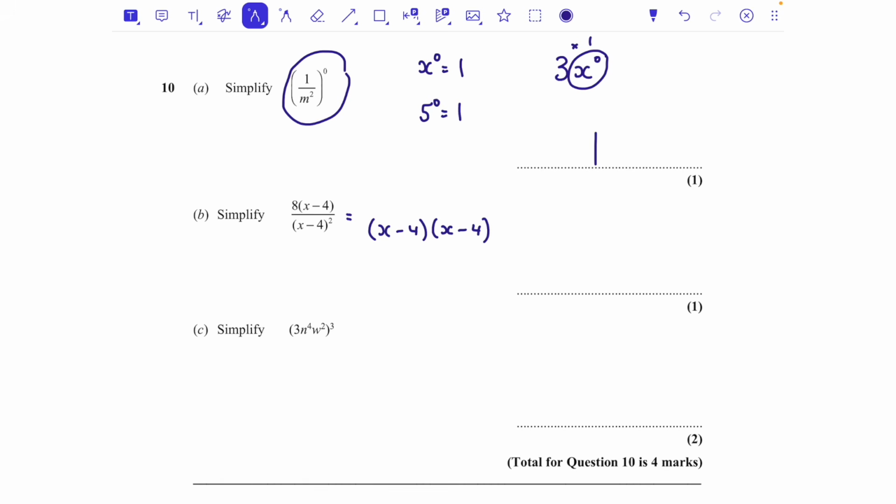So on the denominator, I have that. And on the numerator, I have that. Now, I don't want to expand this. I think the temptation is to just expand brackets. But to simplify an algebraic fraction, we actually want it factorised.